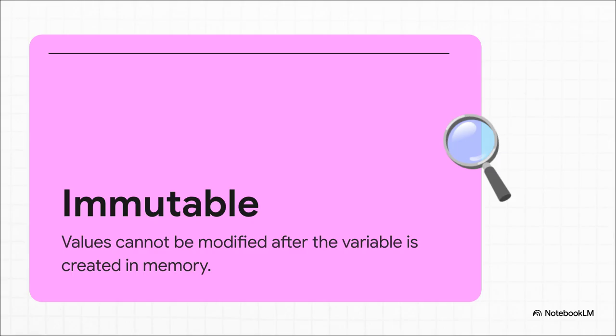Once an immutable variable is created and assigned a spot in your computer's memory, the actual data at that specific location cannot be modified, period. If you try to change an integer, a float, a string, or a tuple, Python doesn't actually alter the existing object. Instead, it does something entirely different. It creates a brand new object in memory with the new value and then just points your variable to that new location while discarding the old one. It's a really subtle but absolutely crucial mechanic to understand for memory management.